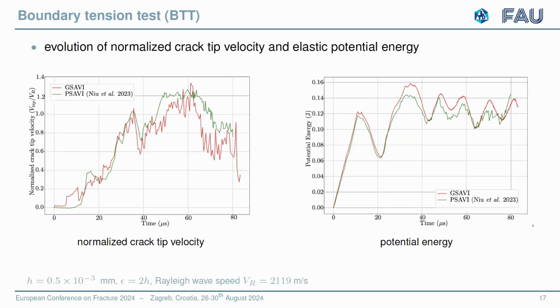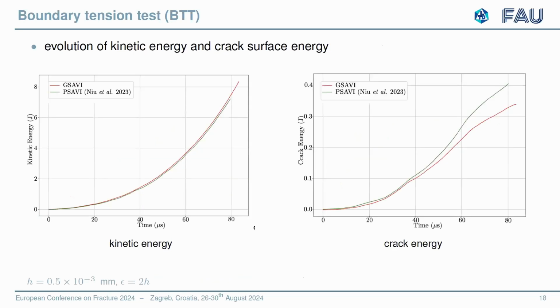Also, we studied the crack tip velocity in 80 microseconds. So you see that the values calculated by our approach, which I call GSAVI, globally solved asynchronous variational integrator, and this is PSAVI, patch solved asynchronous variational integrator by Neo et al. If you see, the results are quite consistent. The results for potential energy are also quite consistent, but we report slightly higher values. Results for kinetic energy are also quite consistent, but at the end, GSAVI, our approach, reports a little bit higher values.